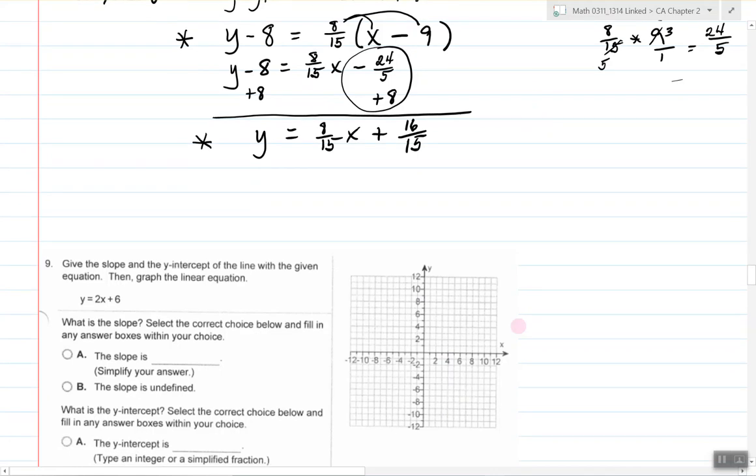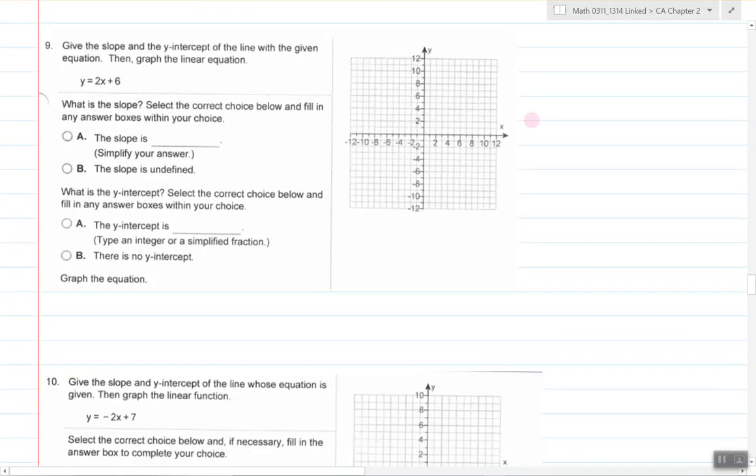All right, let's go on to number 9. Now, when I do this, I'm going to talk about what it's like to do it on my MyMathLab, and I'm going to show how to do it if you want to in the calculator. All right, this one: give the slope and the y-intercept of the line with the given equation. Then graph the linear equation.